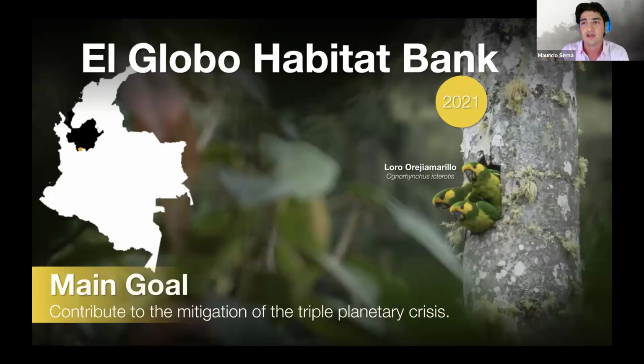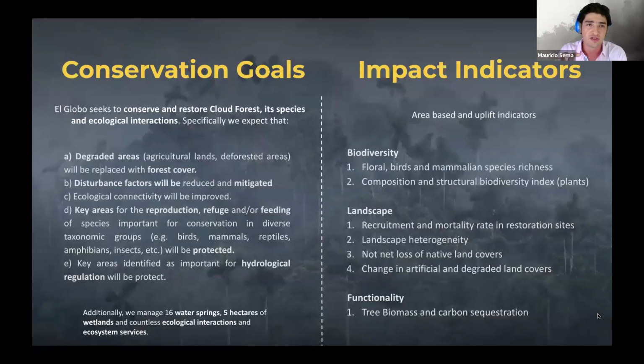Go ahead, David. For example, in terms of conservation goals, El Globo seeks to conserve and restore cloud forests, their species and ecological interactions. Specifically, we expect that the degraded areas, so the areas dedicated to agriculture and the deforested areas dedicated to cattle ranching, will be replaced with forest cover. The second is that disturbance factors, such as cattle ranching, poaching, and logging, will be reduced and mitigated. The third one is that the ecological connectivity will be improved.